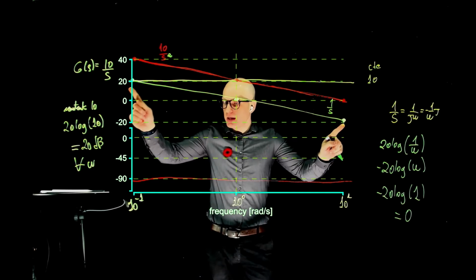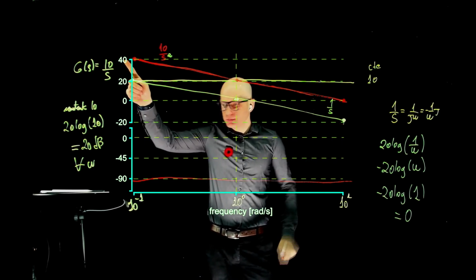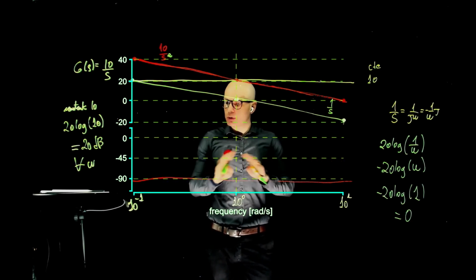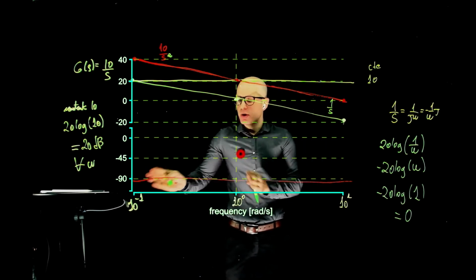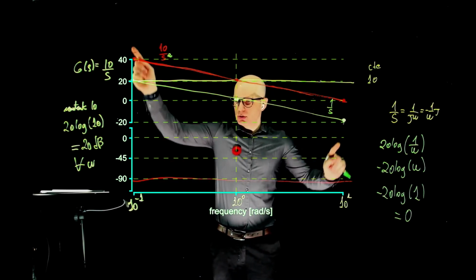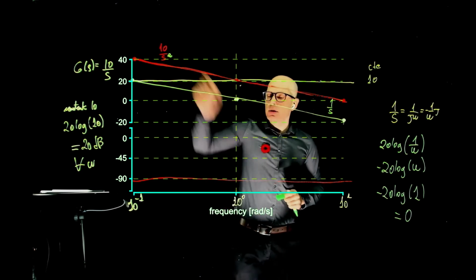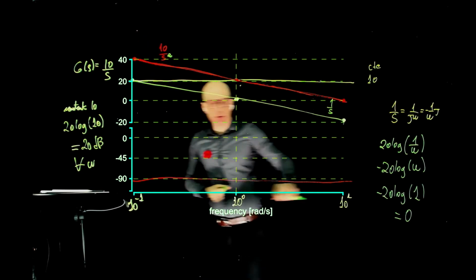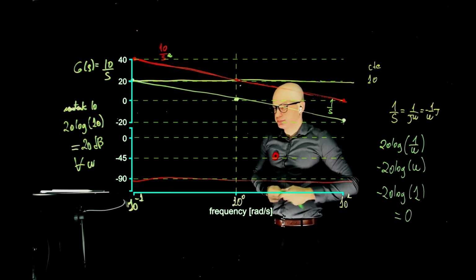So if we forget about the 10, this instead of negative 20 would be 40. And this instead of negative 20 would be negative 40, because you're now dealing with two poles. So instead of plus minus 20, we have plus minus 40 for each decade. So this basically just shifts like that. And then we move everything up by a factor of 10, because it's still multiplied by 10. So instead of 40, we would have 60. Instead of negative 20, we would have negative 40.